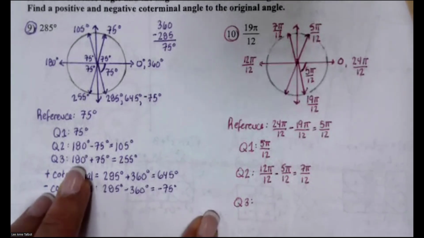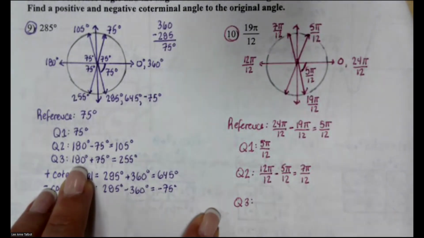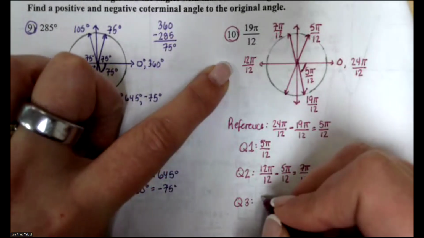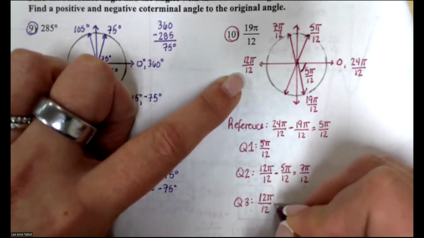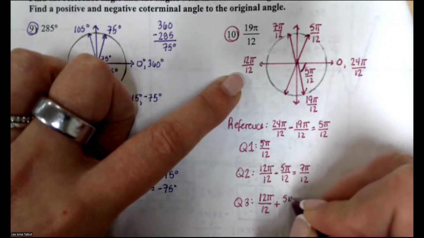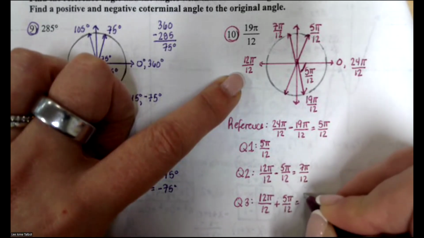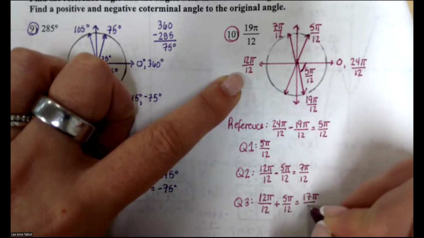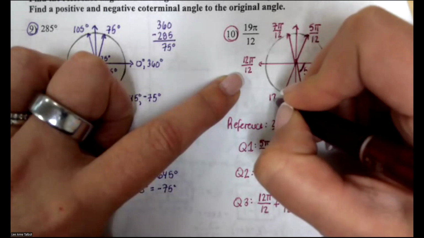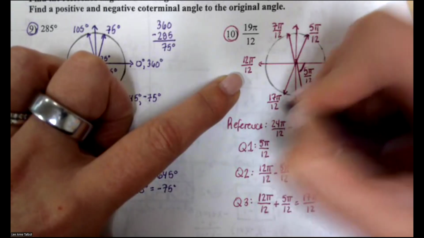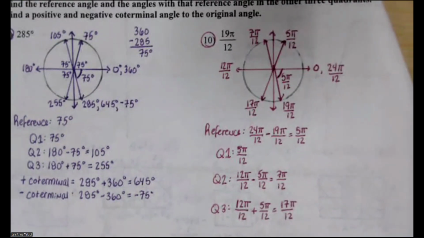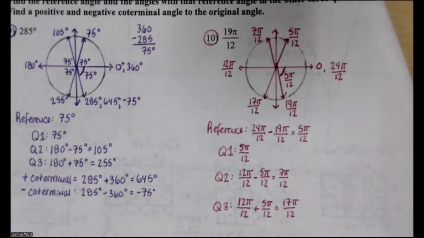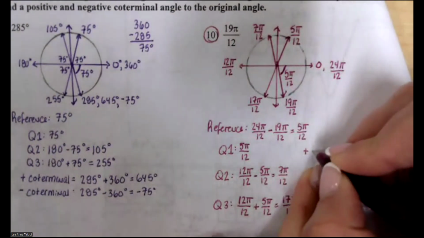Okay, quadrant 3. What's our usual formula for quadrant 3? 180 plus. I think that you guys might be getting the hang of it. Okay, so 180 is this. And I don't have to do quadrant 4 because my original angle was in quadrant 4. Okay.